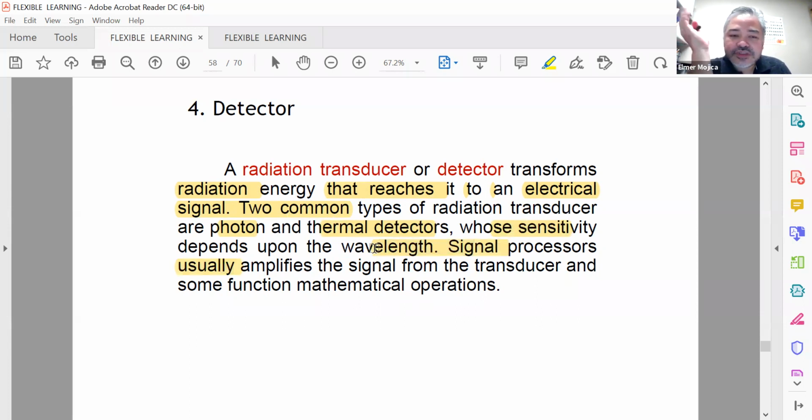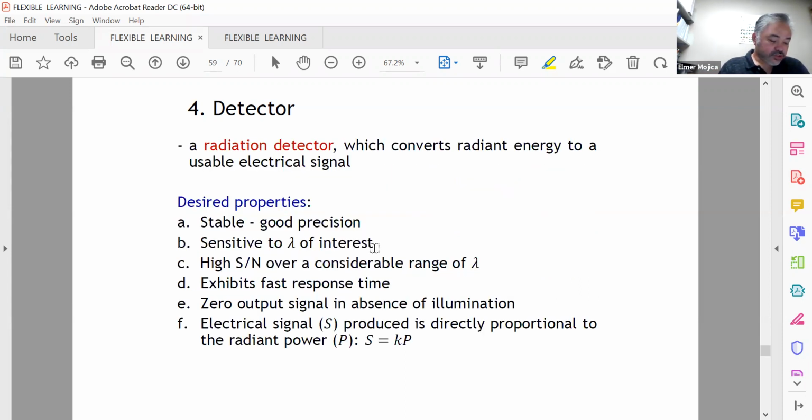Now we have discussed detectors in our chromatography. So the principle that you have there is the same as the one here. In fact, one of the detectors used there in chromatography is UV-Vis, the absorption at the UV visible region. The signal processor usually amplifies the signal from the transducer and performs some mathematical operation. And the way that the radiation detector works is it just converts radiant energy into a usable electrical signal.